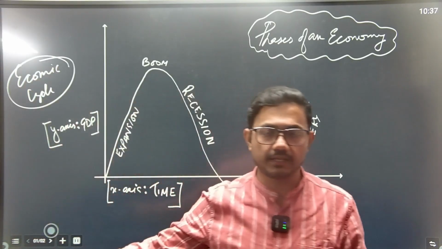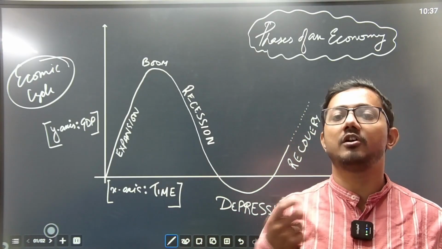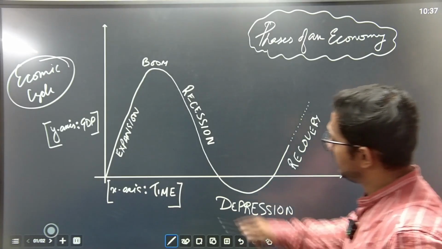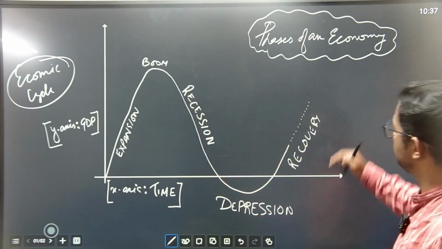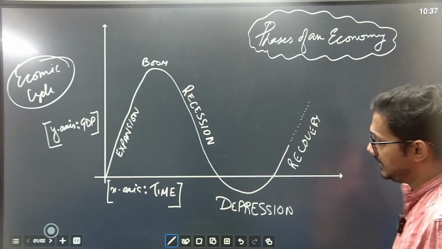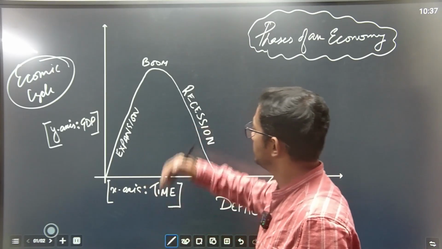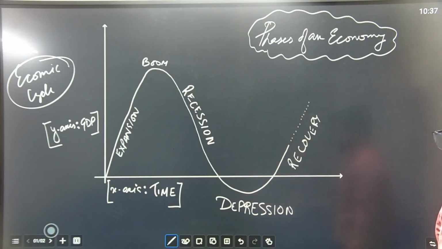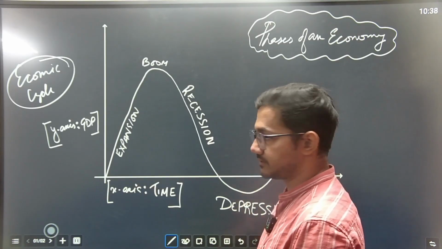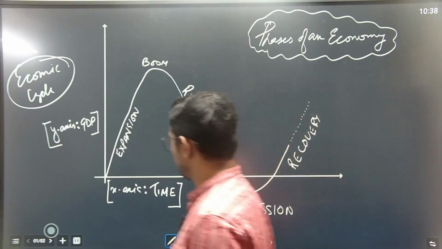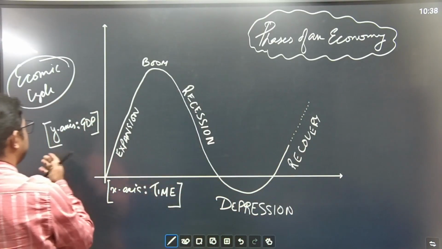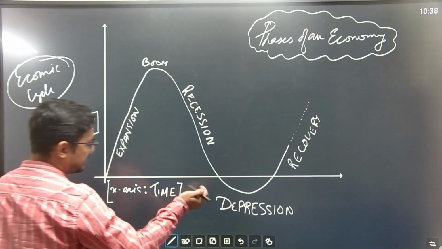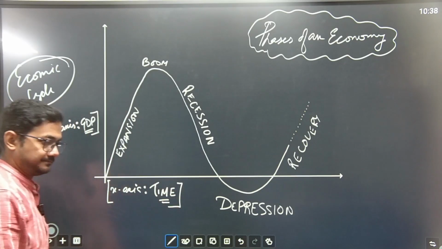This is the economic cycle, which is also known as the business cycle or the trade cycle. The names that I have written here are the names of the different phases of the economy, for example, expansion, boom period, recession, depression and recovery. One by one we will see what these are. Before that, this is the y-axis, which represents the GDP, and the x-axis represents the time, the period.